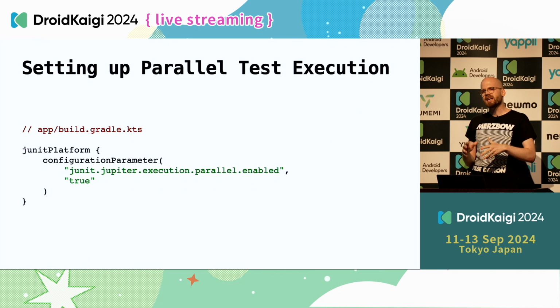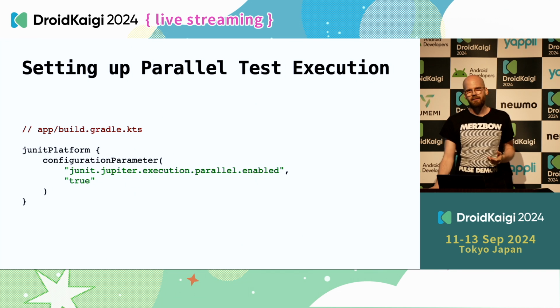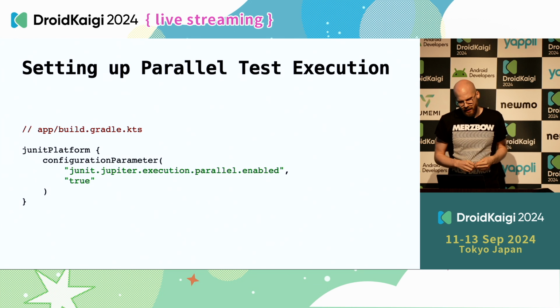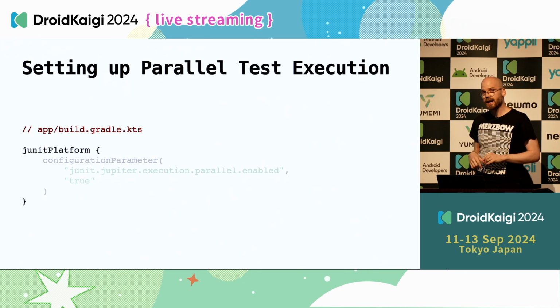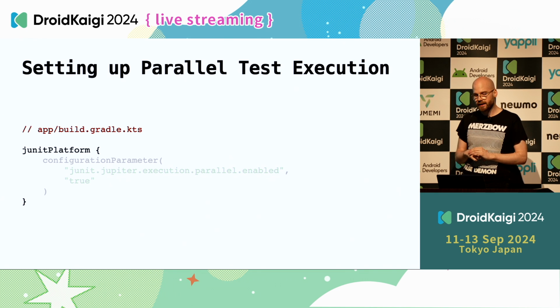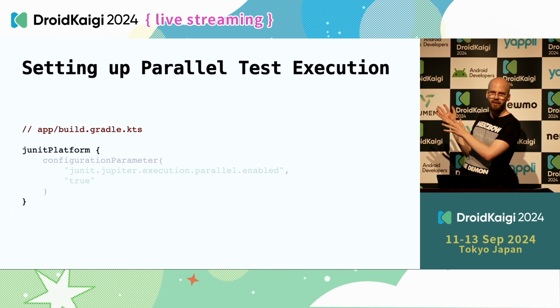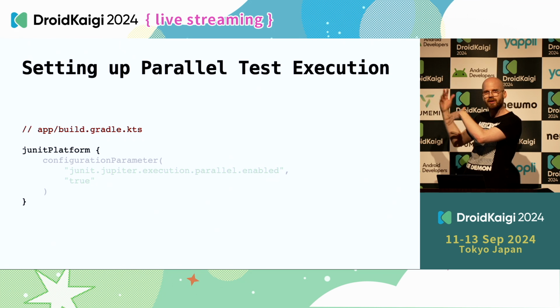Parallel testing must be enabled in order for the platform to know that you want to use it. The way you do it is you open your build script. This is the last time we're going to do this, by the way. Open the app build script one more time. And if you have the Android JUnit 5 plugin applied, then you get access to this block, JUnit platform. And in there, you can configure it.